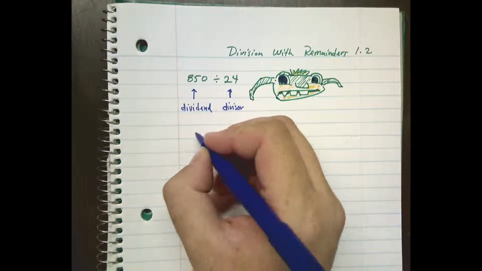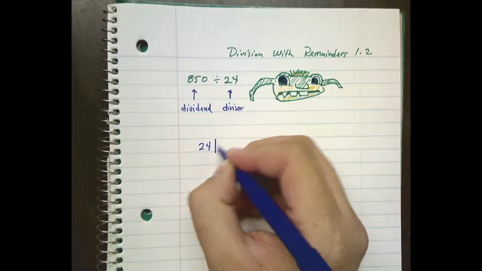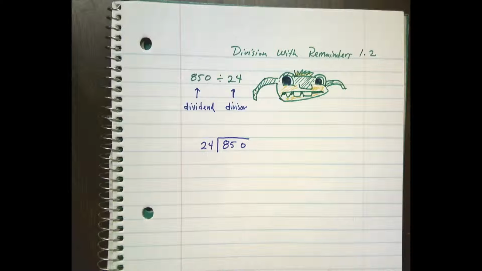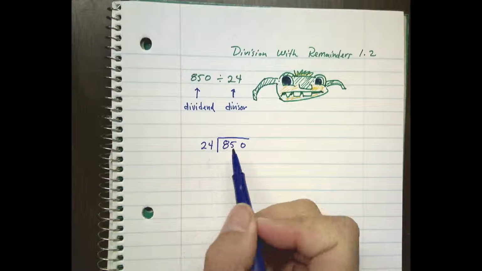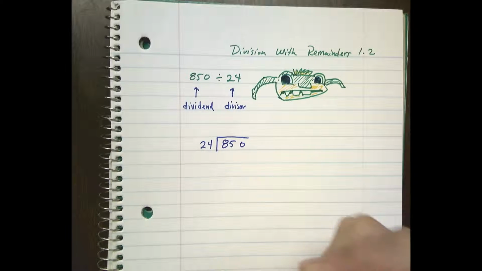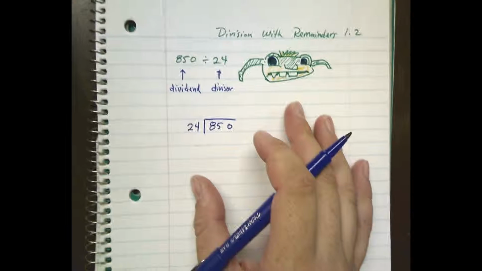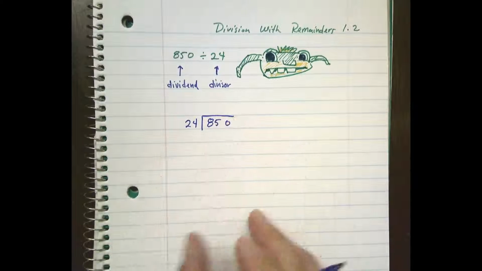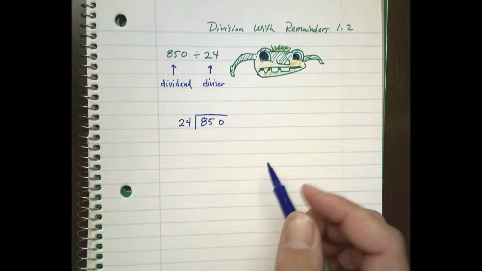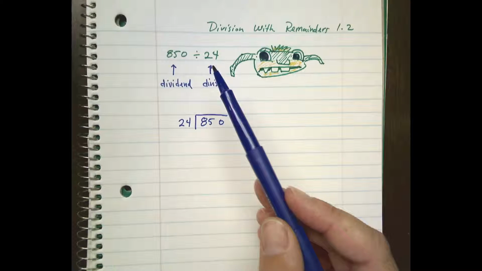So traditionally you've seen it look like this, where you have 24 and then you have 850. And then you try to find out how many times 24 goes into 85, and then you bring down zeros and things like that. But we're not going to do that right now. I'm going to show you a different way really quickly. I'll solve this one in a little bit, and you can pick and choose which one you like better. So first thing I want to do is figure out multiples of 24.